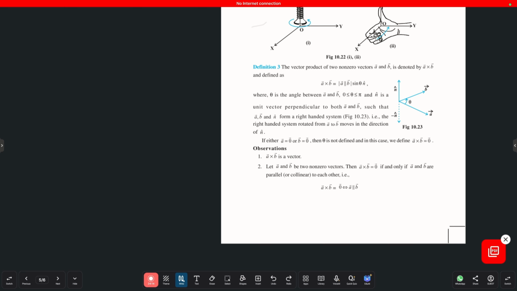Definition here. Firstly, I will explain, then I will write. The vector product. Why do we call it the vector product? Because when you do A cross B, you get another vector. That's why it is called the vector product.